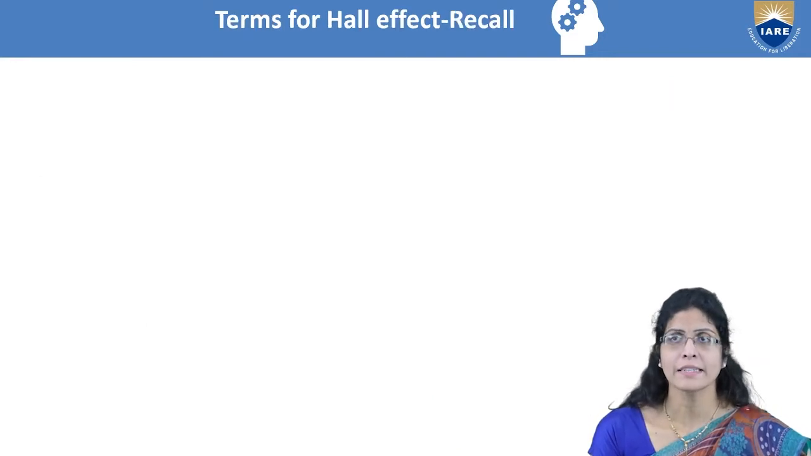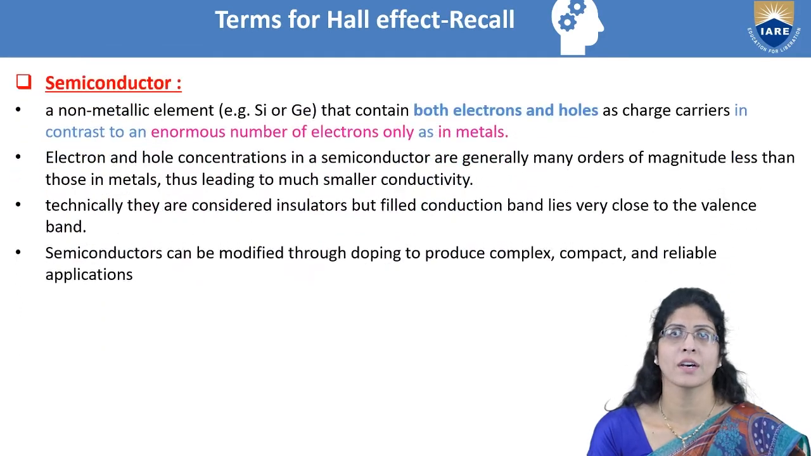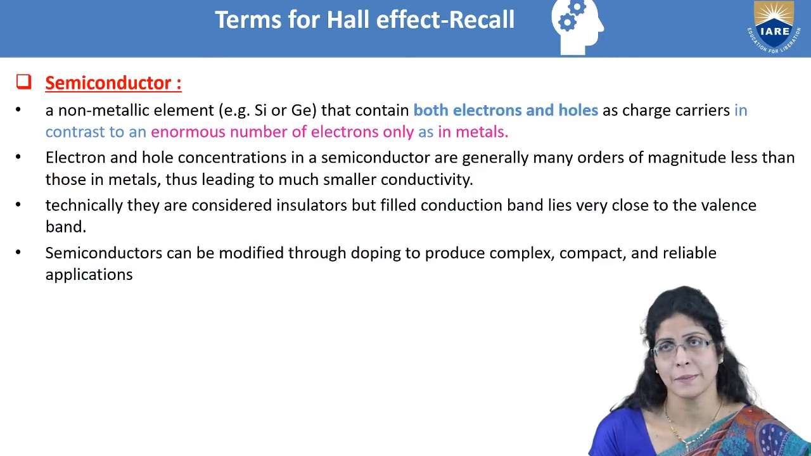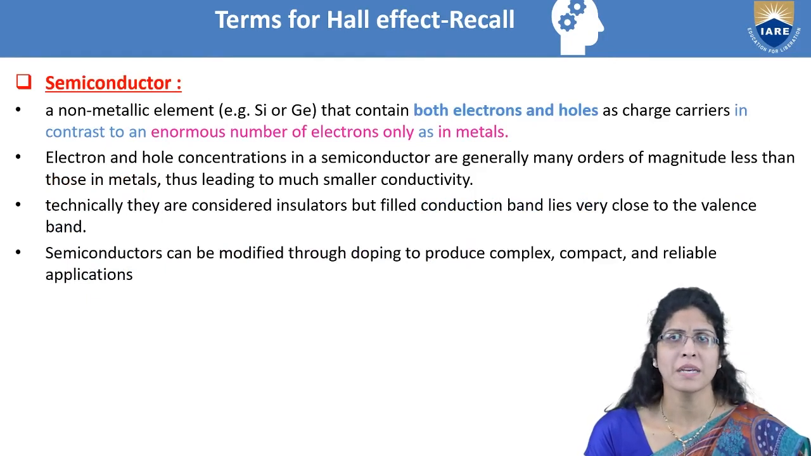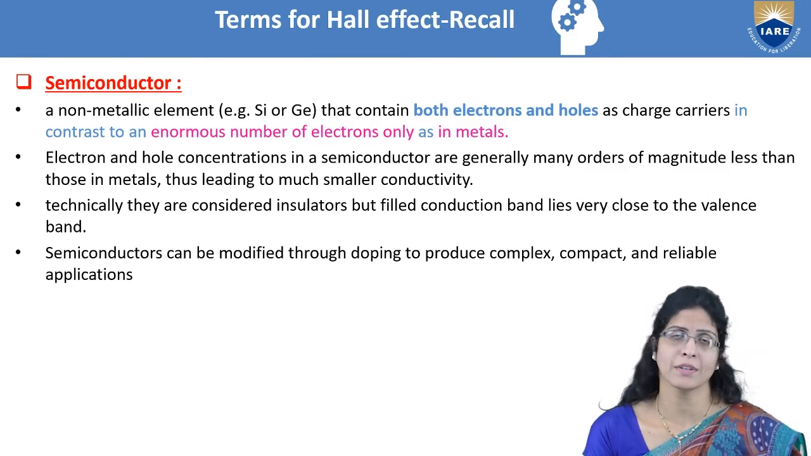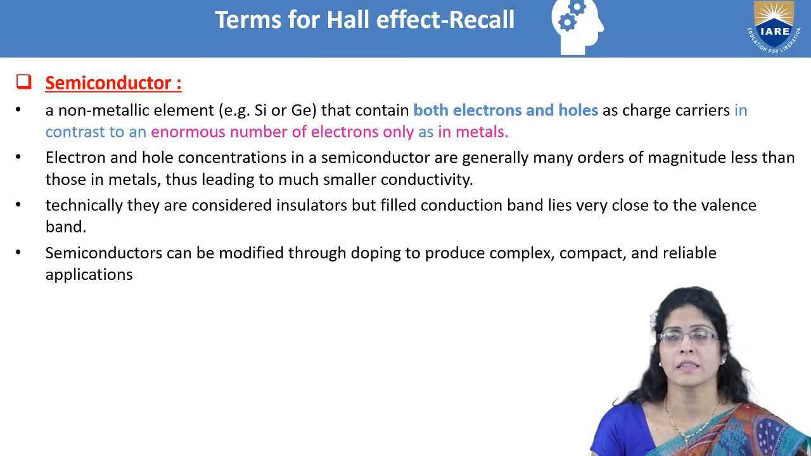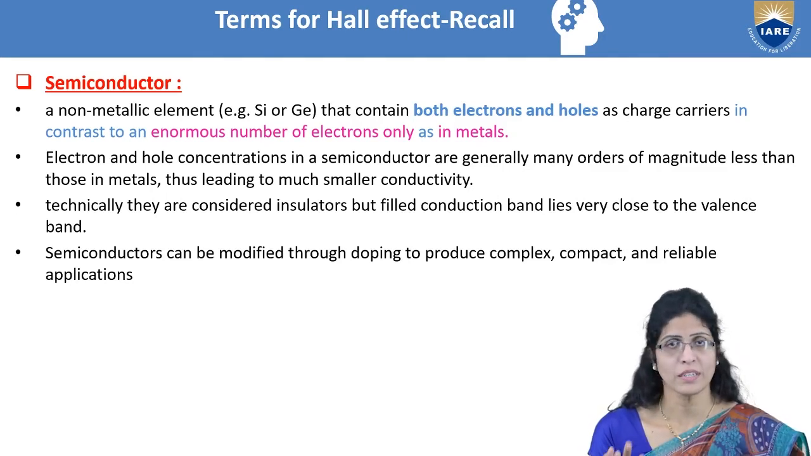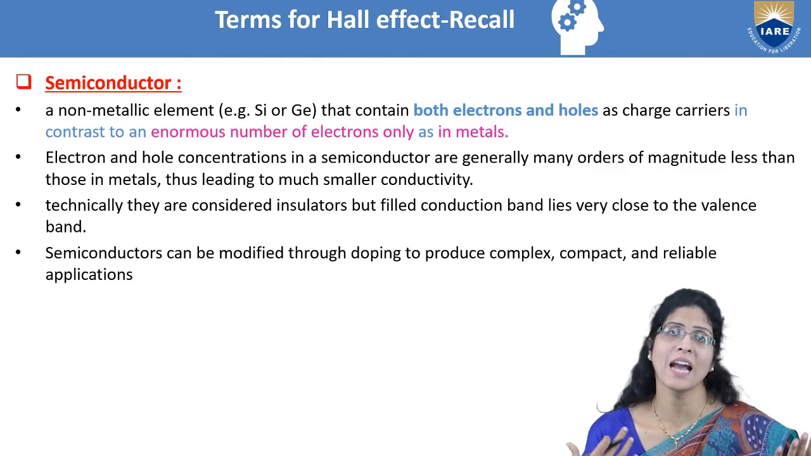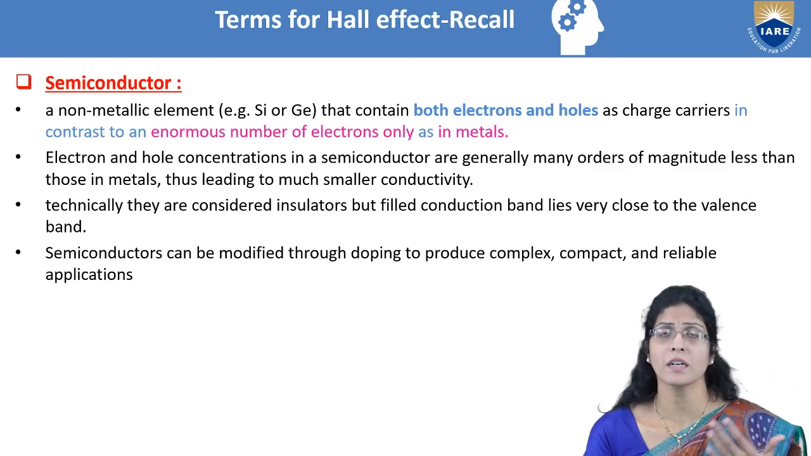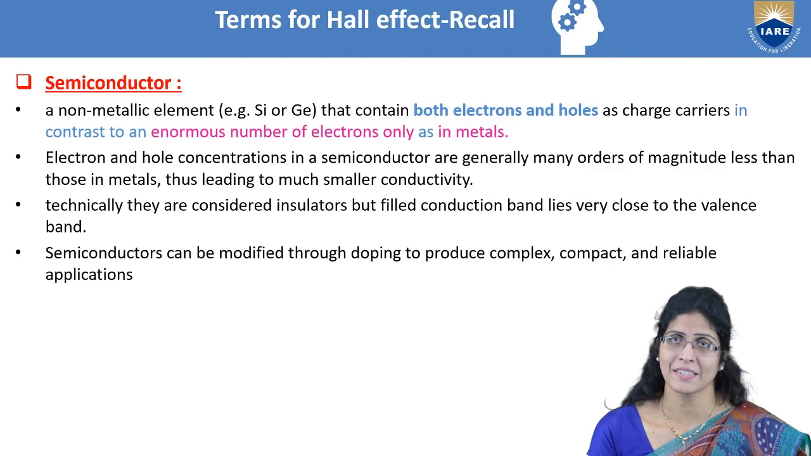So now moving ahead, what is the next topic? What is the other material we have? Semiconductor. So the semiconductor is a non-metallic element, okay? And basically when you look into it, technically they take it as an insulator. But when you look into the band picture, the conduction band will lie very close to the valence band. So you cannot take it as an insulator which has a very high energy gap where the conduction band lies very far away from the valence band compared to the semiconductor.